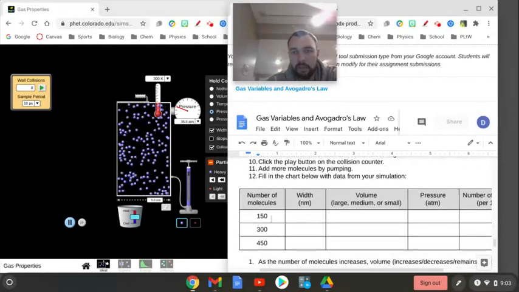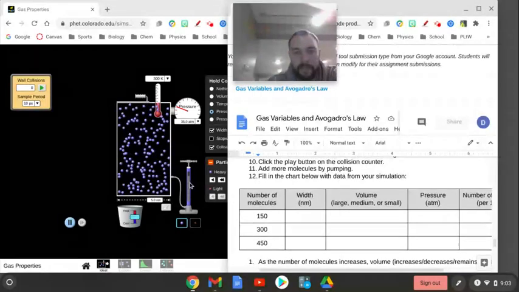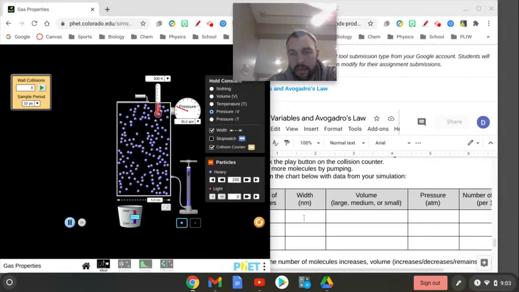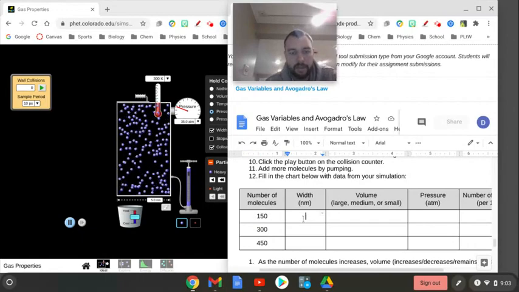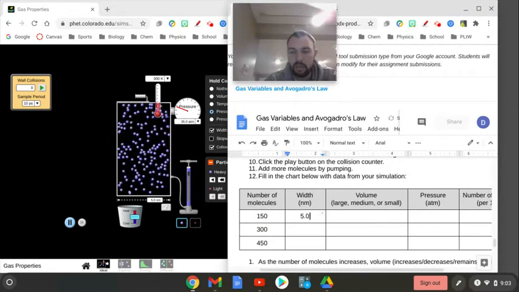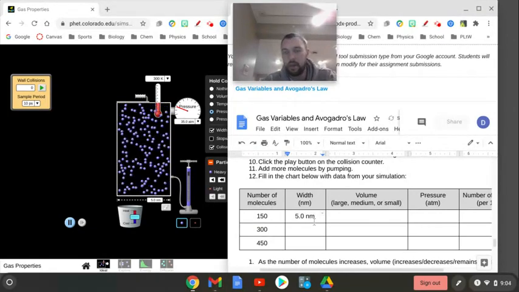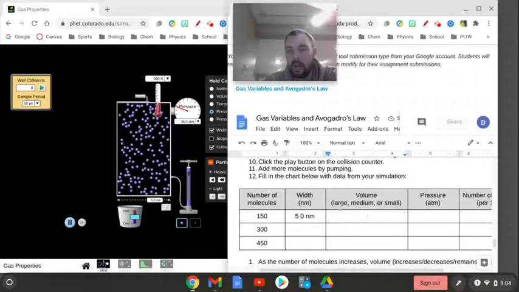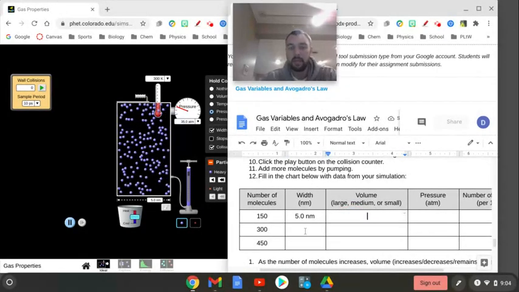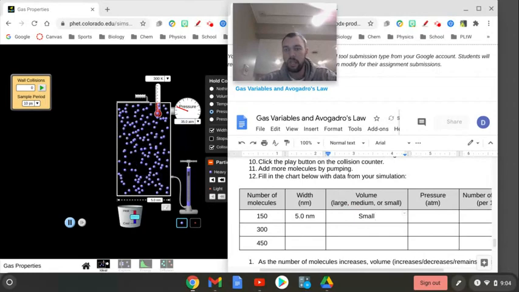Okay, so number of molecules. I need 150. Let's see, that's what I have right here. What's my width? 5.0 nm. Stands for nanometers, but it doesn't really matter. Volume, is it large, medium, or small? I would say this is small. That is the smallest I could make it.